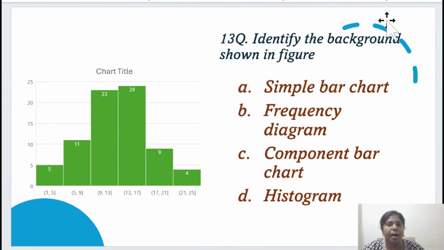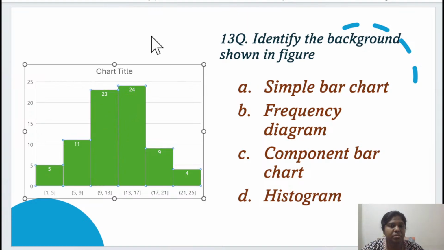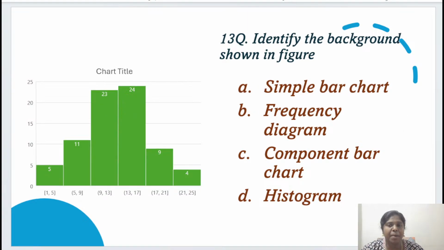Identifying the background shown in the figure. Can you see the image here? So, whether it is a simple bar chart, or it is a frequency diagram, or it is a component bar chart, or it is a histogram, which one? Identify the background shown in the figure. It is a simple bar chart, frequency diagram, component bar chart, or it is a histogram.